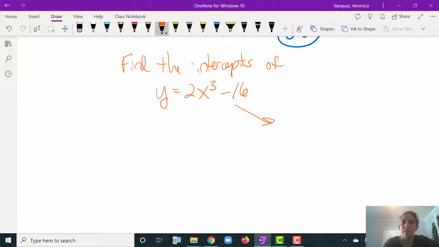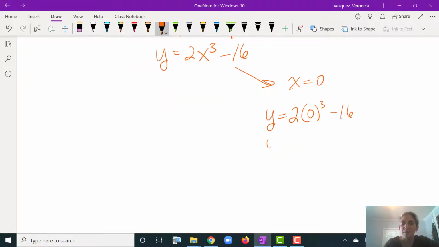What we want to do is plug in x equals 0, because anywhere on the y-axis the x-coordinate is 0. So that gives us y equals 2 times 0 to the third power minus 16. 0 cubed is 0, 2 times 0 is still 0, so 0 minus 16, or just negative 16. So the y-intercept is (0, -16).